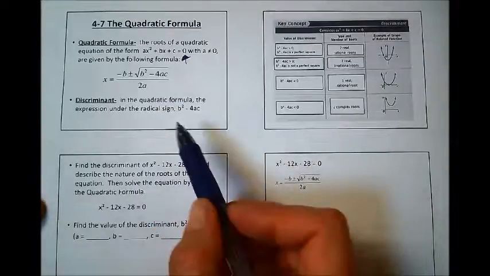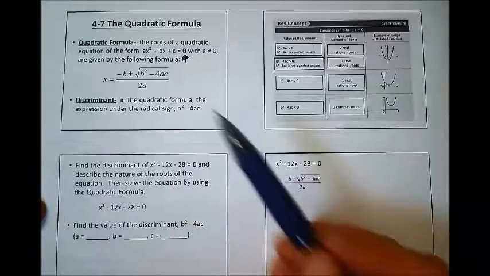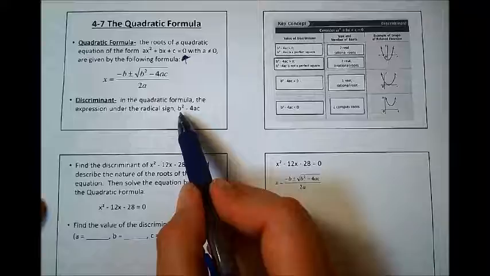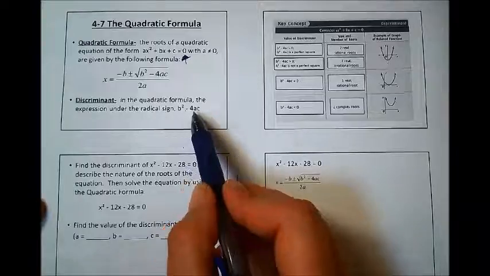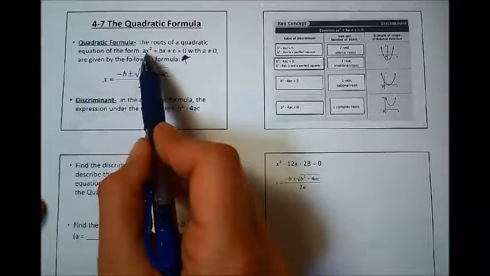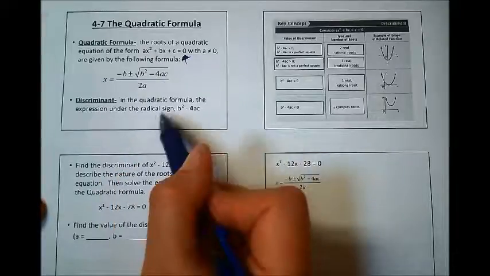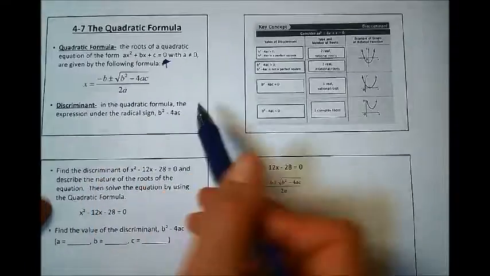This part here, under the radical, is called the discriminant, and it's just b squared minus 4ac. That you get from this b, this a, and this c. Once you have figured out what that will equal, you're going to want to look at our handy chart.